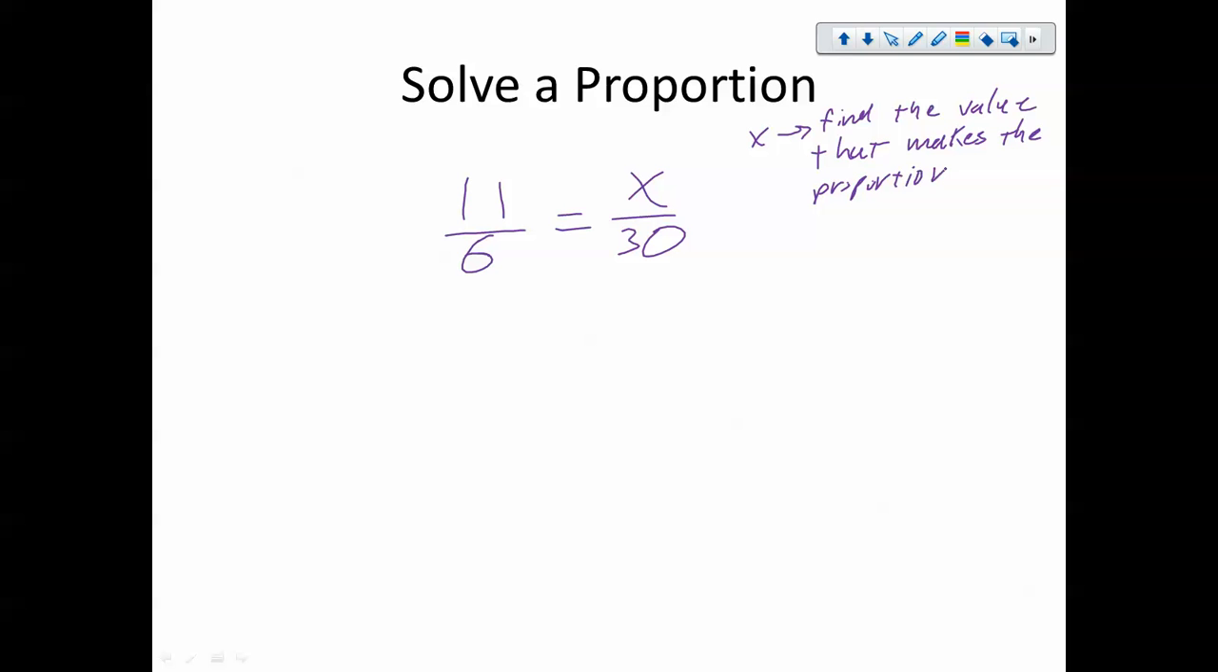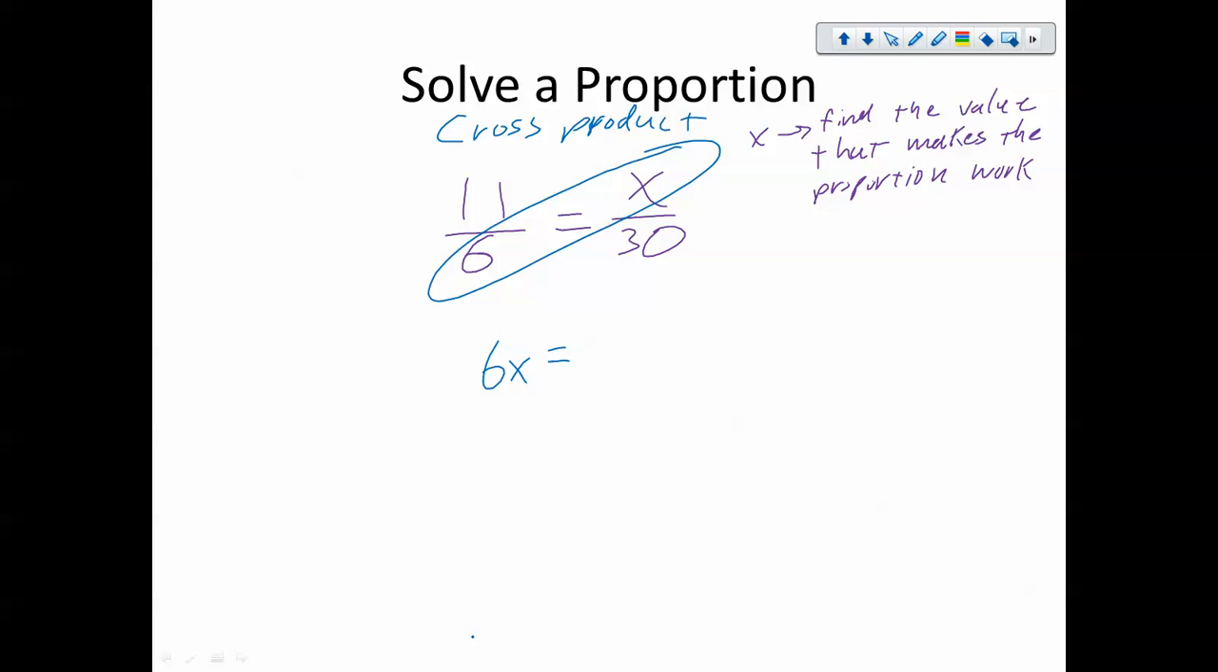And the easiest way to do that is to do this thing called the cross product. You might have heard of it as cross multiplication. It's the only time that you actually cross multiply, and it's when there's an equal sign in the middle. We call it the cross product. So you're going to multiply those two things together, and that's 6x.